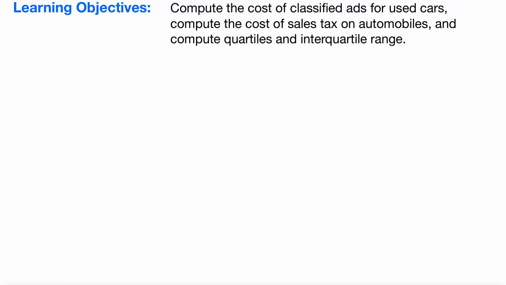Okay, class, in this lesson, we are going to learn to compute the cost of putting an ad for a used car. We're going to look at how to compute the cost of sales tax on cars. And then we're going to compute quartiles and interquartile range and help you to understand the use of that information. Okay, so let's go ahead and get started.